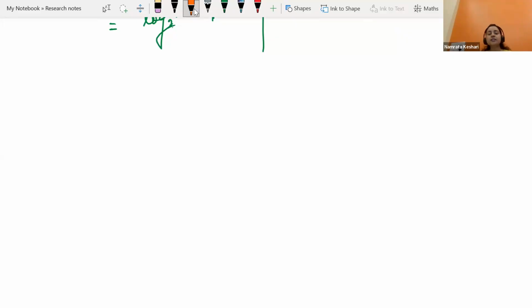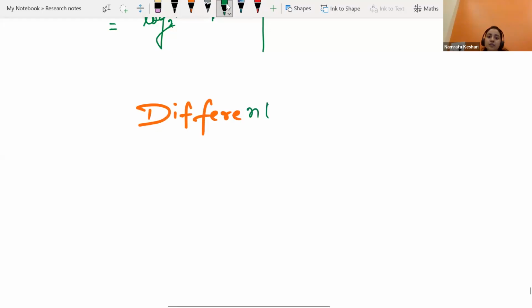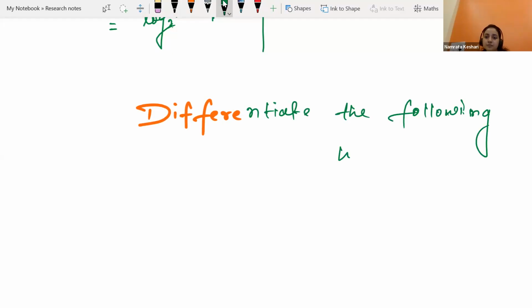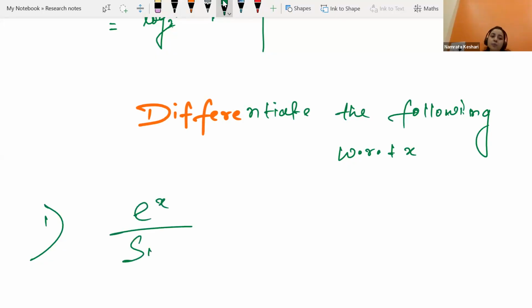Yes, ma'am. Okay, so let's try understanding how to find the derivative if we have an exponential function. The first question is: differentiate the following with respect to x. We'll still be using the chain rule, which you already know. Number one is e to the power x over sin x. We know how to do the derivative of this using the u by v rule, yes or no? Yes, ma'am. Let's do it. So what will be the derivative, Fatima?